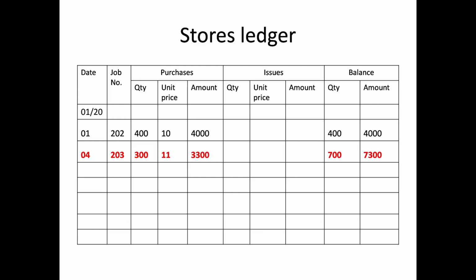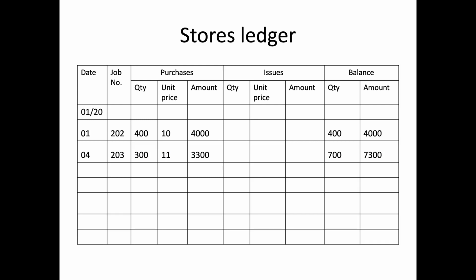Now update the balance. You had 400, then you purchased 300. So the quantity is 400 plus 300, it's 700. Amount you had, it was 4000 and you purchased 3300. Now update the balance. 4000 plus 3300, it's 7300. Please remember, purchases will increase the balance and issues will decrease the balance.